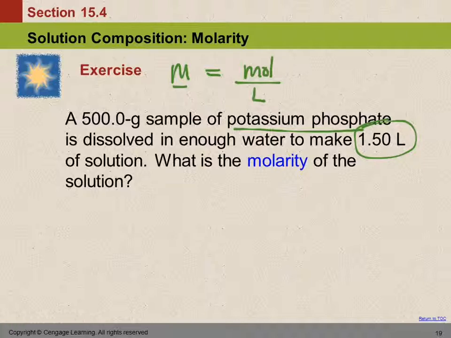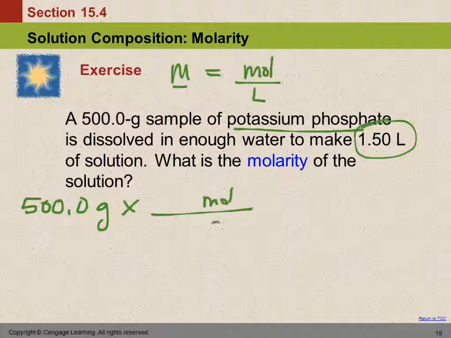So potassium phosphate, we need the formula of that, because what we have here is we have 500.0 grams, and we need to convert that to moles. Can we convert grams of a substance to moles? Yes, we can. What do we need to use for the conversion factor? The molar mass, right? We need the molar mass. So converting, we're going to put a conversion factor in here. We'll have moles on the top and grams on the bottom, and we'll end up with moles.